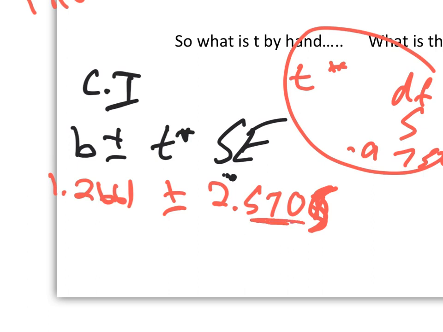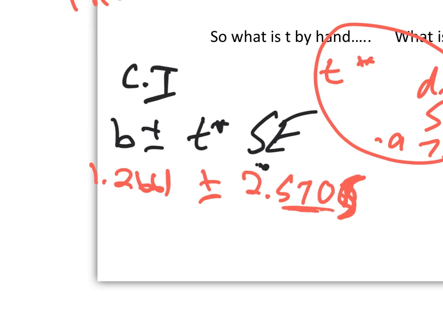All right, so there's my confidence interval formula. By the way, this piece is called margin of error. Could somebody please take 1.2661 and add this 2.5705, and somebody else do 1.2661 minus the 2.5705, and tell me what my interval is?